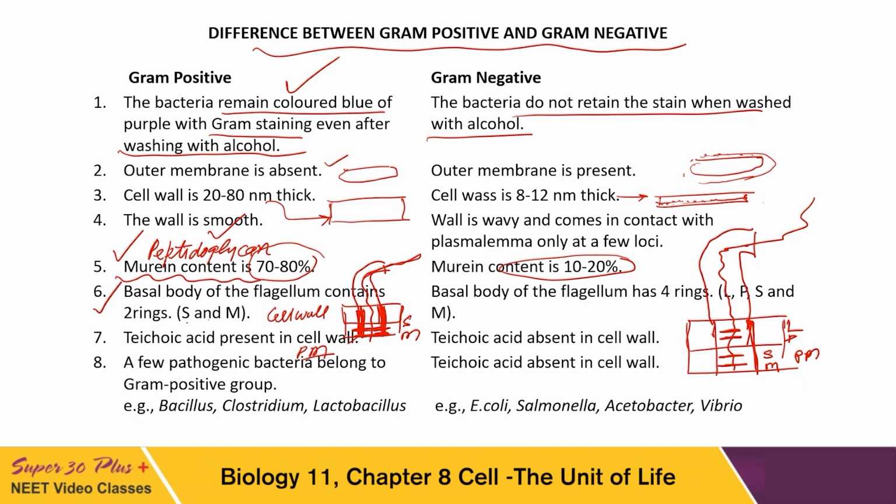It has teichoic acid. Teichoic acid is present in gram-positive. It is absent here. A few pathogenic bacteria belong to gram-positive. Most of the non-pathogenic bacteria belong to this group. Only a few forms are pathogenic. Most of these are non-pathogenic because they do not make capsule also. Here most of these are pathogenic ones, for example Salmonella and Vibrio. These are pathogenic bacteria. Is it clear?